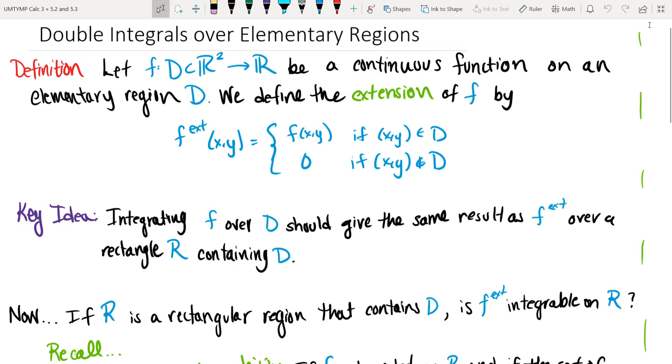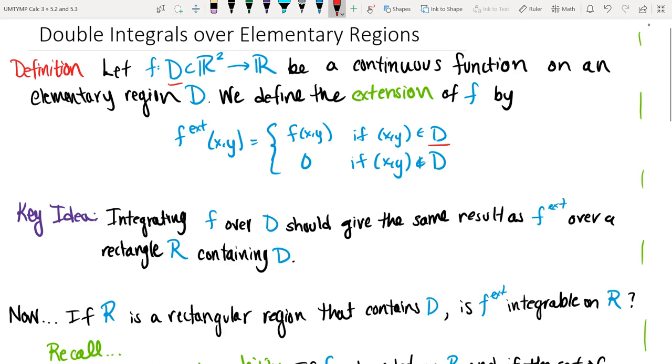All it says is that we call the extension function the original function of f if we have a point that is in our domain D, and if we have a point that's not in D, then it's just 0. So the real idea here is that if we have f over D, when we think about integrating that, theoretically we should have f extension over a rectangle that contains D.